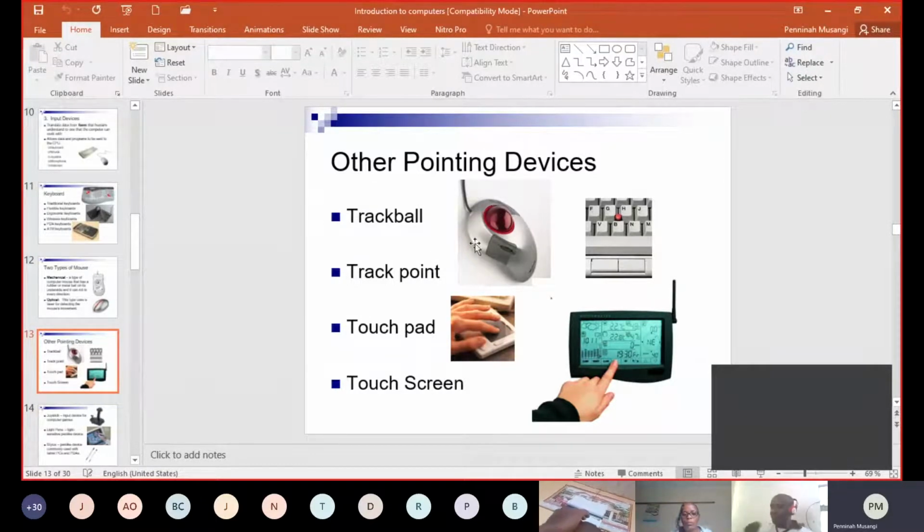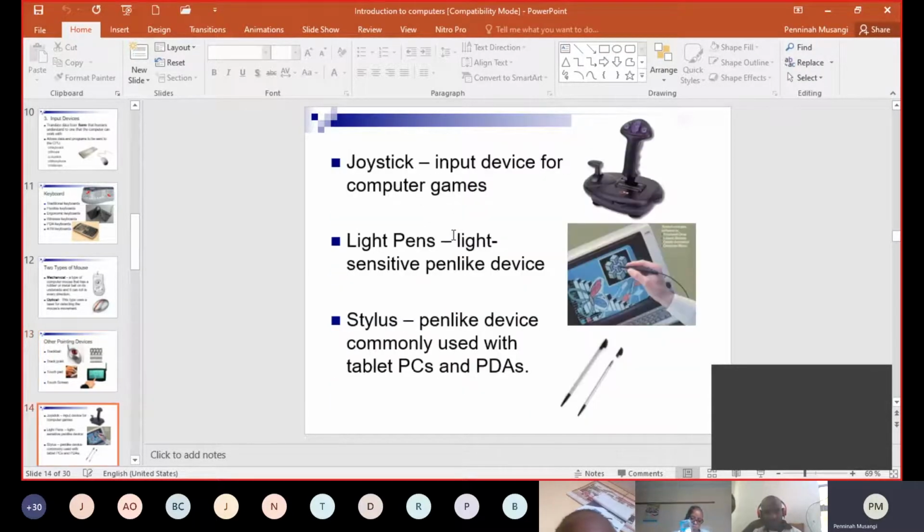A trackball is usually in a mouse. Some mice have a ball on top. Instead of moving the mouse, you scroll using that roundish ball. So that ball moves the cursor to where you want. That is what we call a trackball. So all those are input devices.